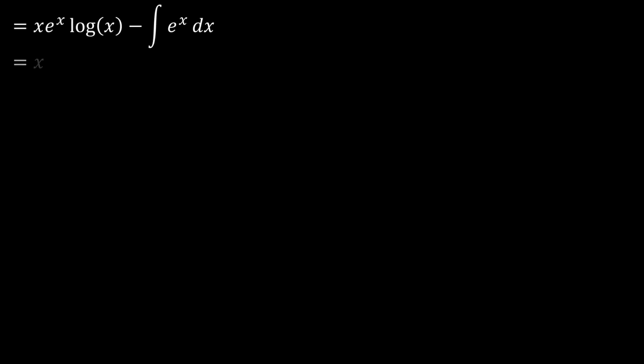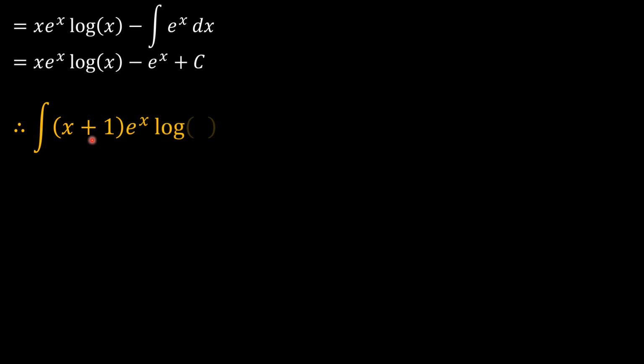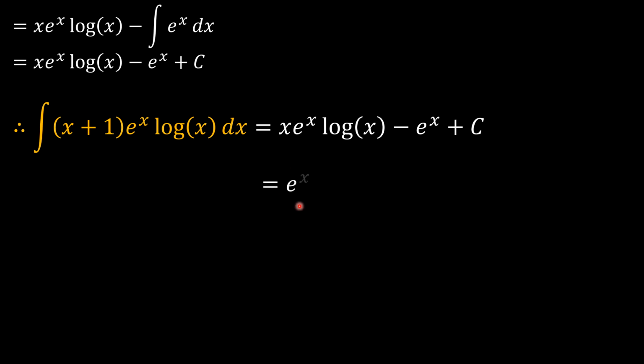And so our answer is simply x times e to the x times natural logarithm of x minus e to the x plus the integration constant. And so our final answer is the integral of x plus 1 times e to the x times natural logarithm of x is x times e to the x times natural logarithm of x minus e to the x plus integration constant. Or you could factor out the e to the x so that we have e to the x times open bracket x times the natural logarithm of x minus 1 close bracket plus the integration constant. And that was the answer that was being sought.